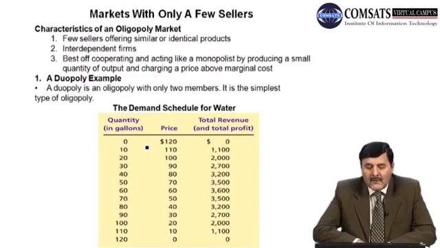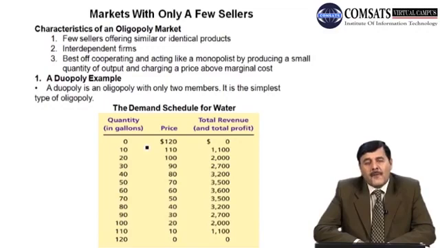This process goes on as quantity increases, until 60 gallons. Now what is the revenue of the firm at 60 gallons? The price is $60 and the revenue is $3,600, which is also the profit of the firm in this example. If the quantity further goes up from 60 to 70 gallons, then of course the price further goes down and the revenue or profit goes down.